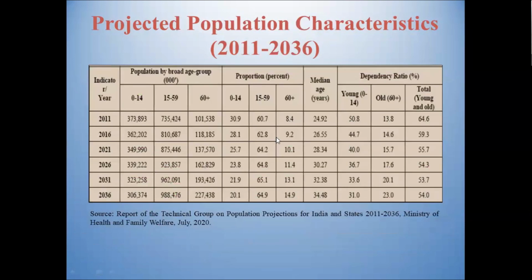Besides this, the proportion of population in the age bracket of 0 to 14 years is declining over the period as far as India is concerned. And the proportion of the population in the age bracket of 60 plus is increasing over the period. And dependency ratio is, if we consider that the people in the age bracket of 15 to 59 years are the productive population, and the people who are below the age of 15 and above the age of 60 are considered to be dependent, and their proportion is increasing.